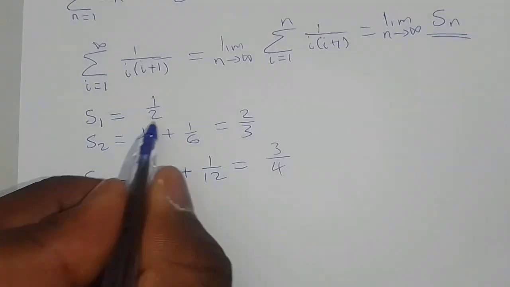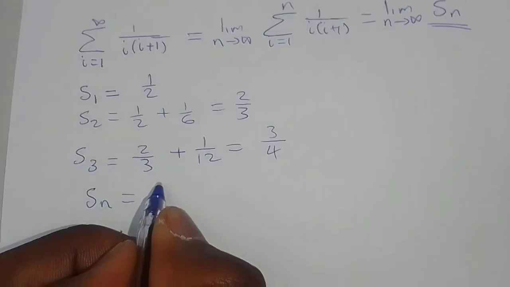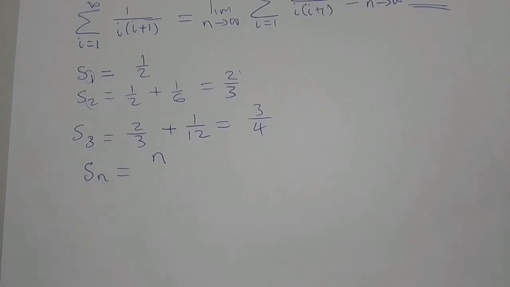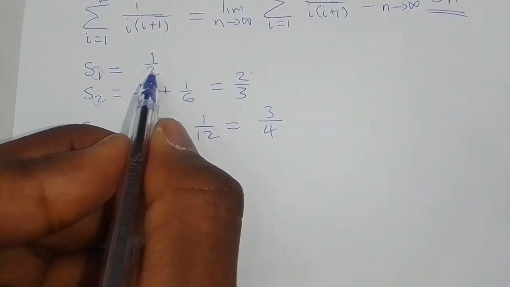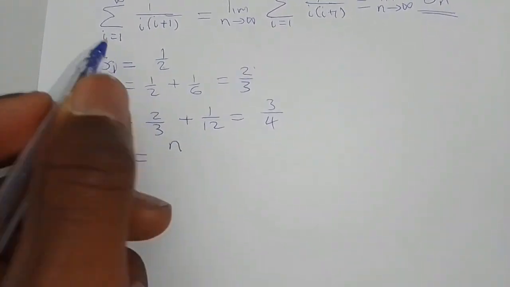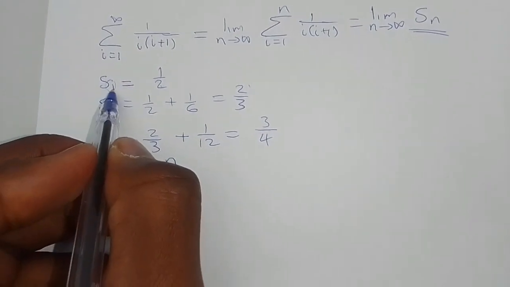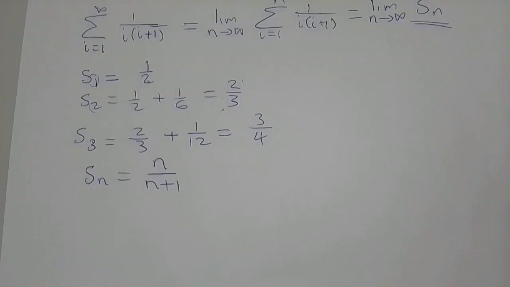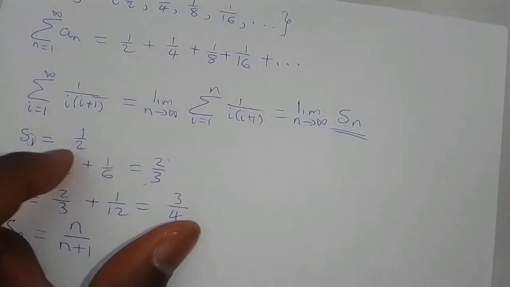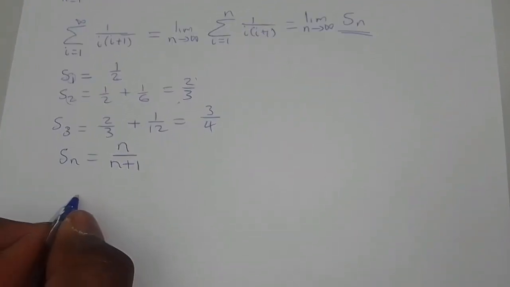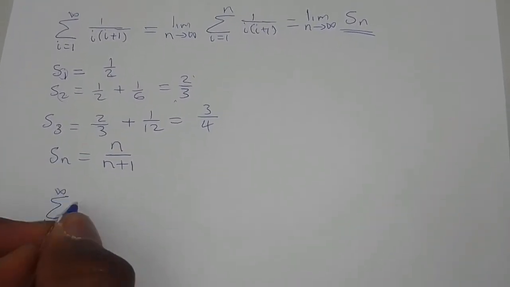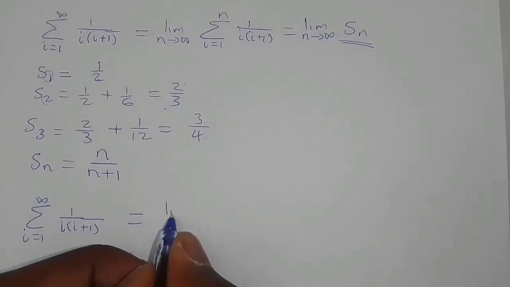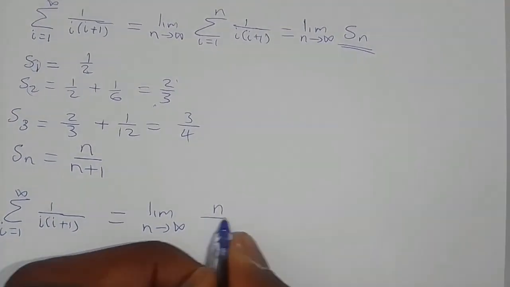If you study the pattern of what's happening, you realize that the numerator of Sn will be n, because if you check, you have 1 and 1, if you have 2, you have 2, and if you have 3, you have 3. You can check with S4 as well. But notice that the denominator is 1 higher than the number of terms included in that sum. Here we're looking for the sum of 1 term, here we have 2, and with 2 terms, here we have 3, so it's 1 higher. So that's Sn. That technically tells you that the summation when i goes from 1 to infinity of 1 over i times (i plus 1) will be the limit when n goes to infinity of n over n plus 1.